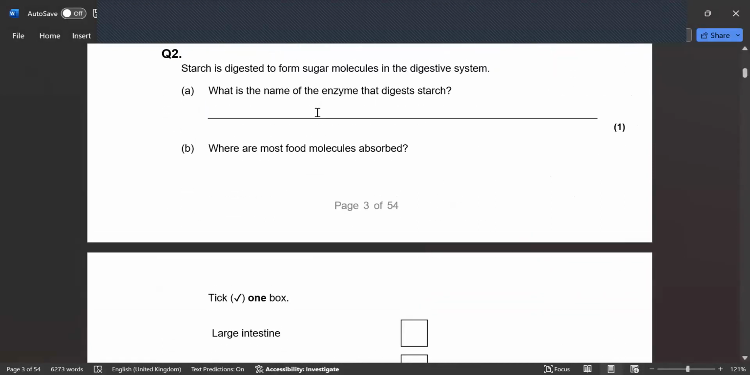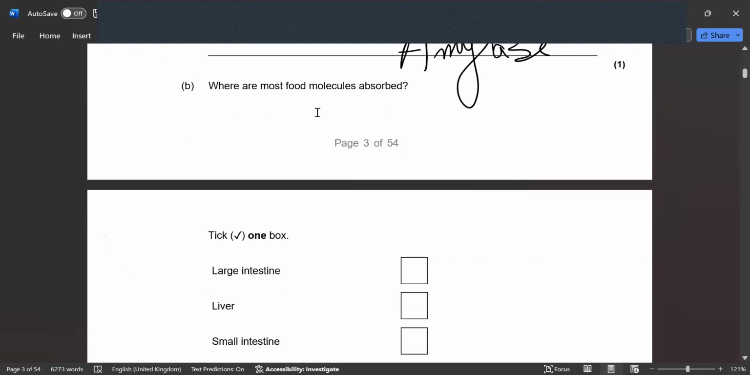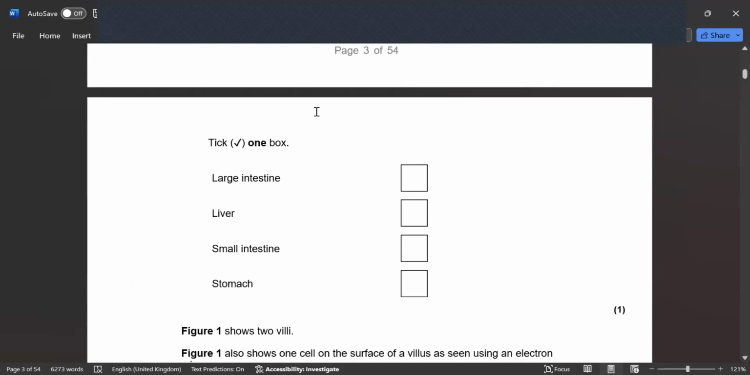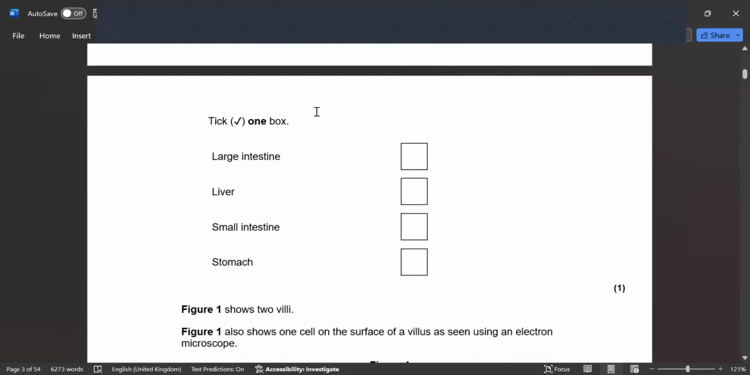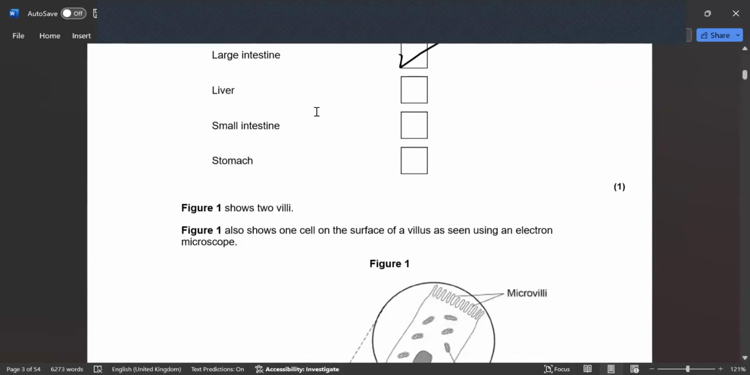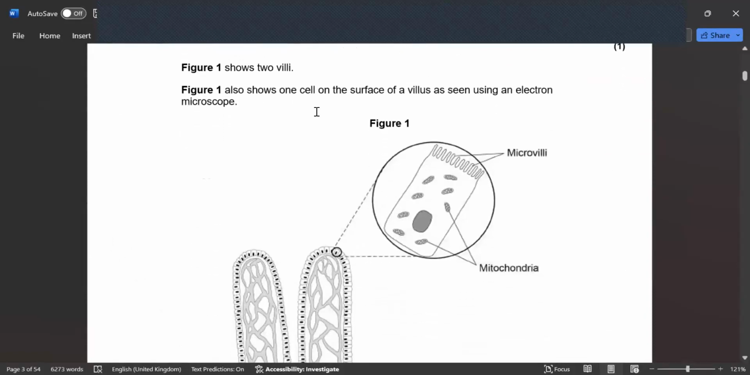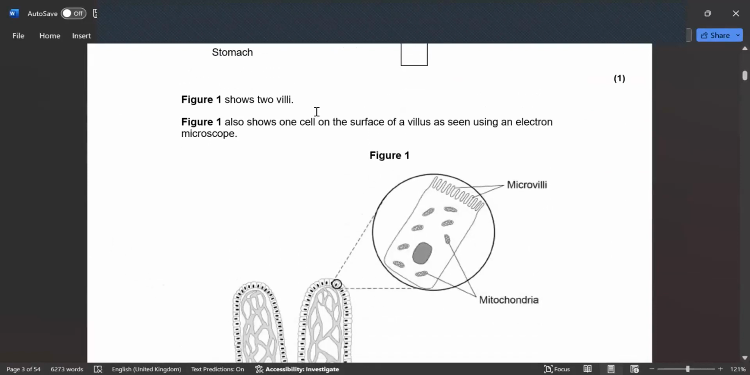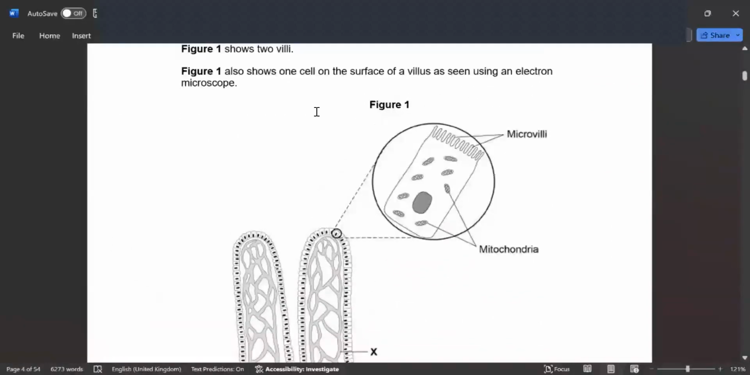Question 2. What is the name of the enzyme that digests starch? The name of the enzyme that digests starch from the digestive system lesson. Where are most food molecules absorbed? Exactly, small intestine. This is the structure of the villi and the microvilli as well.